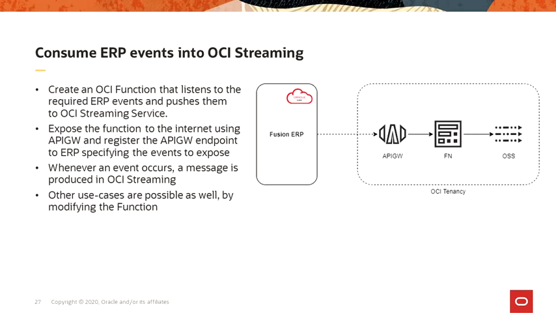Consuming ERP events. So in Fusion, you can actually register an interest in events. So I want to know when the customer account changes, or a customer changes, or an account changes, or a supplier changes. There's a whole bunch of events that we can actually subscribe to. So here is an example where we're listening for those events.